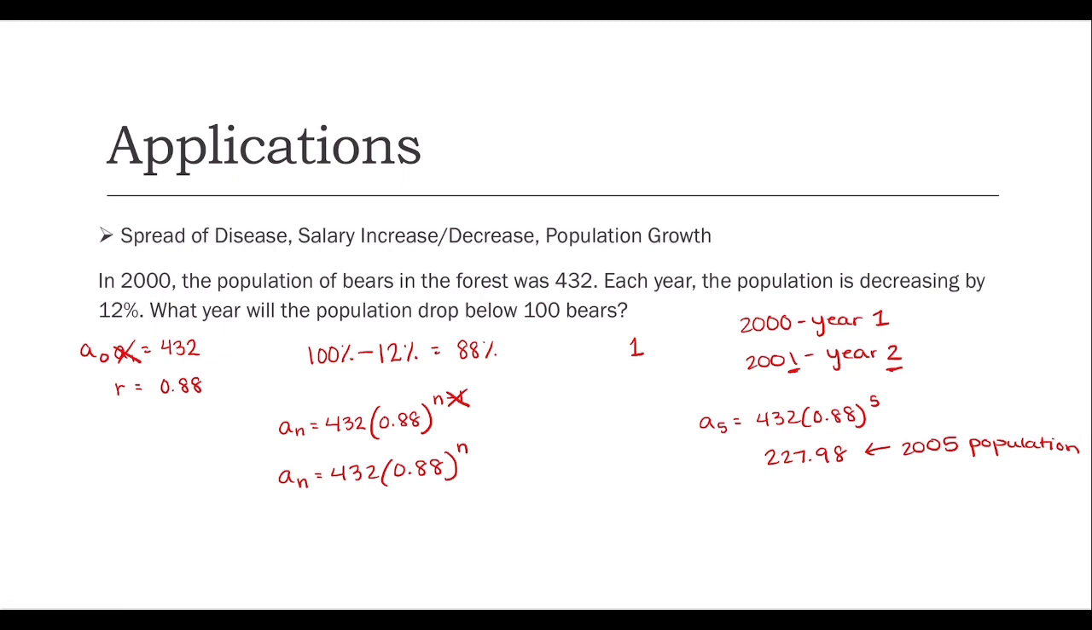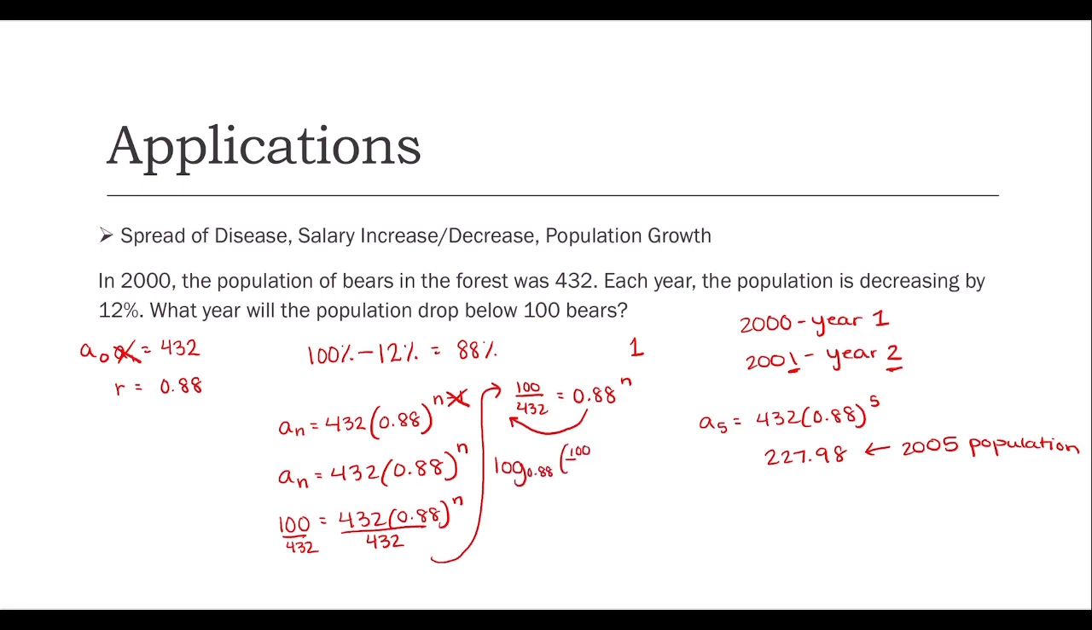So to figure out when it drops below 100 bears, we need to know when a sub n is 100. So we'd say 100 equals 432 times 0.88 to the n. We'll divide both sides by 432. So then we have 100 divided by 432 equals 0.88 to the n. And to get rid of this base of our exponent, we're going to turn this into a logarithm. So it would be log base 0.88 of 100 over 432 equals n.